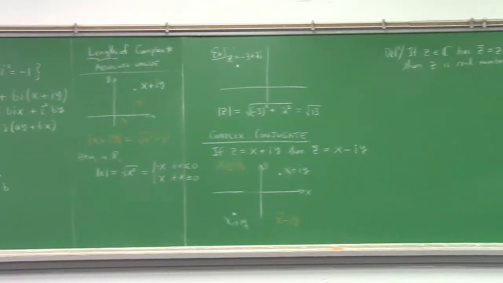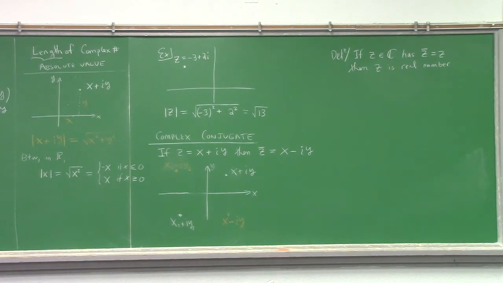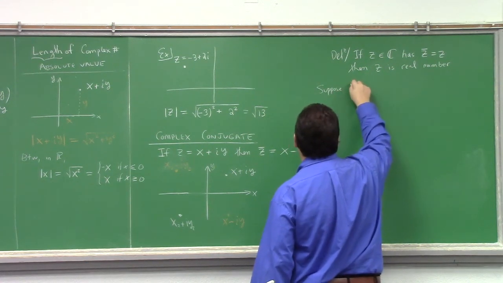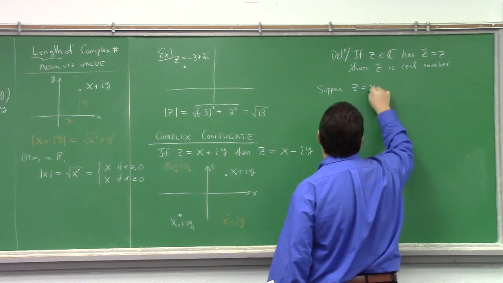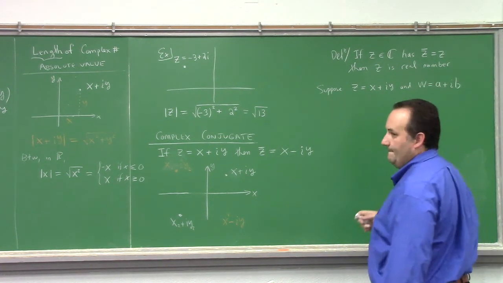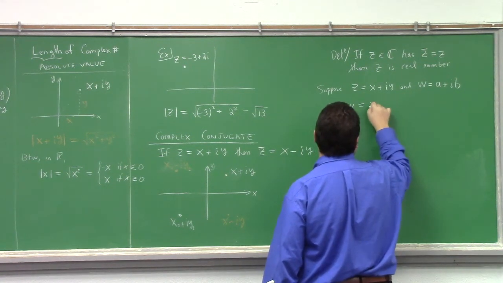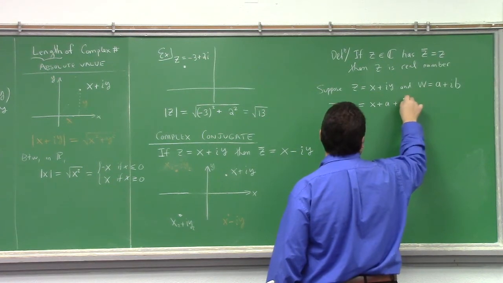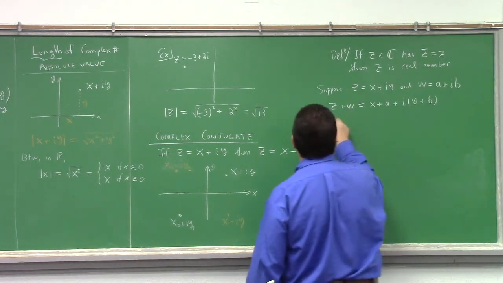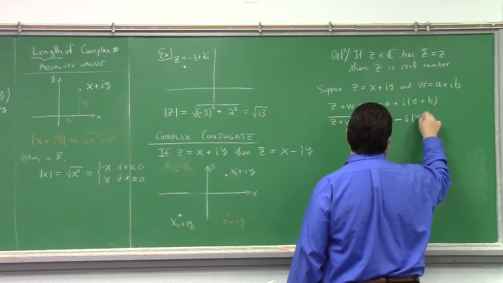All right, so it turns out that the complex conjugate has really neat properties. Let's work one out. Suppose z is x plus iy, and w is a plus ib, all right? So first of all, z plus w is x plus a plus i times y plus b. I'm grouping things, right? So the complex conjugate of z plus w is x plus a minus i times y plus b, right?